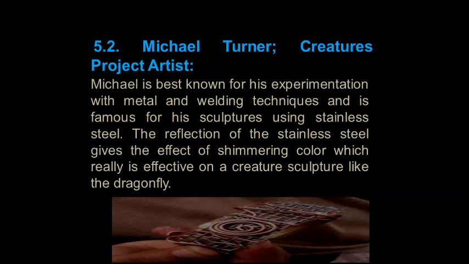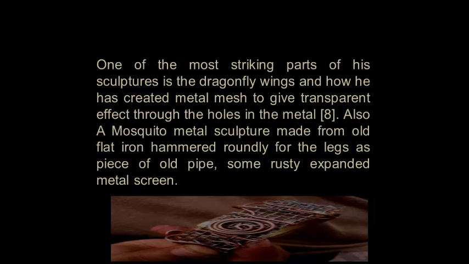Michel Turner is best known for his experimentation with metal and welding techniques and is famous for his sculpture using stainless steel. The reflection of the stainless steel gives the effect of shimmering color, which really is effective on a creature sculpture like the dragonfly. One of the most striking parts of his sculpture is the dragonfly wings and how he has created metal mesh to give a transparent effect through the holes in the metal.